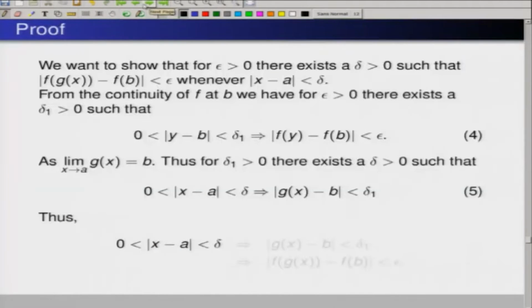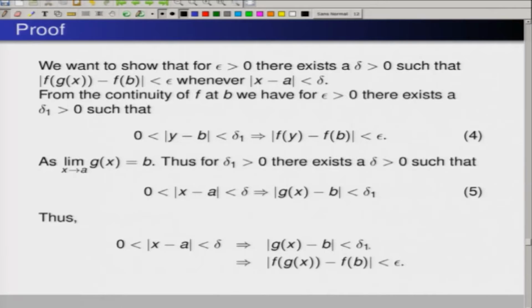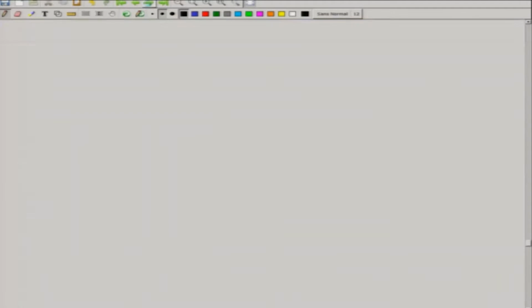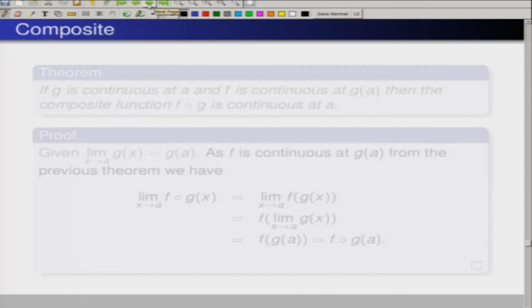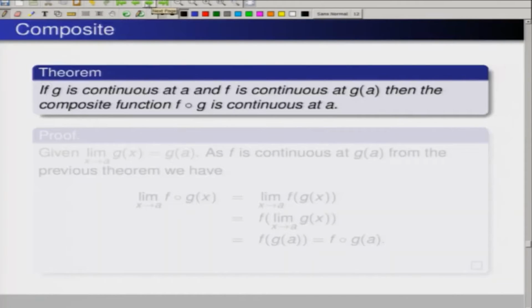Therefore, you combine these two. Now I take this delta, and I take my x such that |x − a| < delta. This will imply |g(x) − b| < delta 1. Now, I take g(x) to be equal to y. So, |y − b| < delta 1 will imply |f(y) − f(b)|, which is |f(g(x)) − f(b)|, is less than epsilon. That is what we wanted to prove. Okay, so the proof is easy for the composition function.